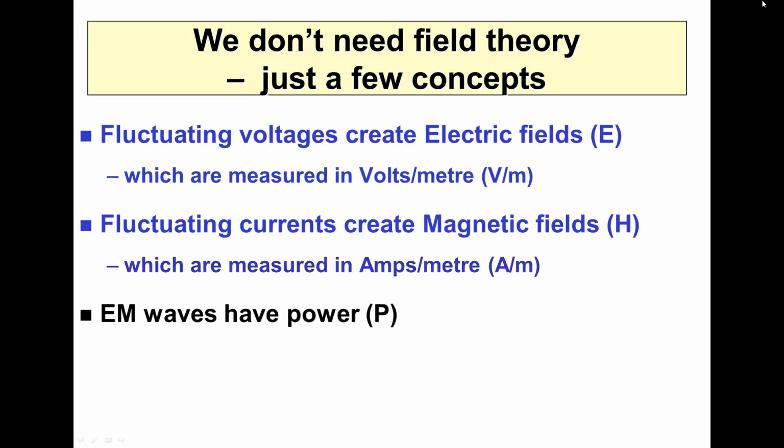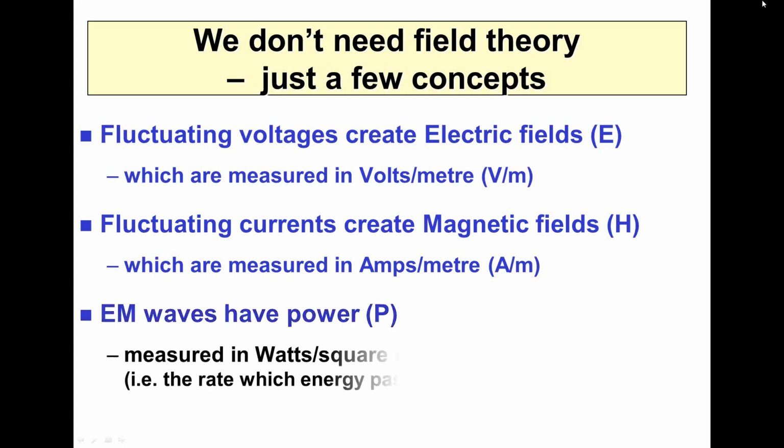Electromagnetic waves, of course, have some power, which we call P. If they didn't have any power, they wouldn't be any use, would they? Our signals wouldn't do anything, our power wouldn't do anything. We measure power in watts per square meter for an electromagnetic wave in the air, which is the rate at which energy passes through an area.